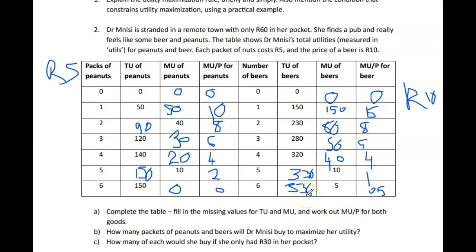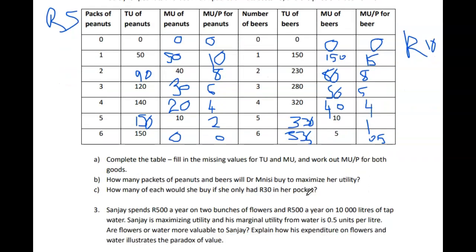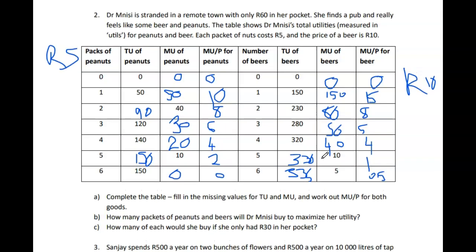Perfect. So, B. A, we filled it up. So B, how many packets of peanuts and beers will he buy to maximize our profits? The main thing you want to do first is know what the constraint is. The constraint, or the budget, is 60 rand. So when calculating, you must take note of this budget because we can't go over it.